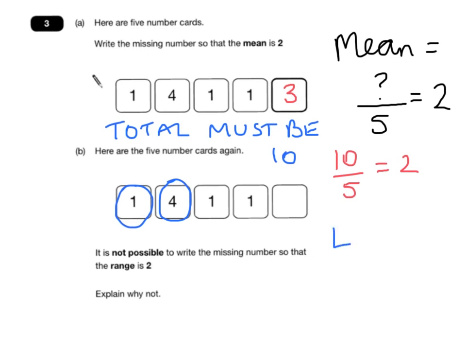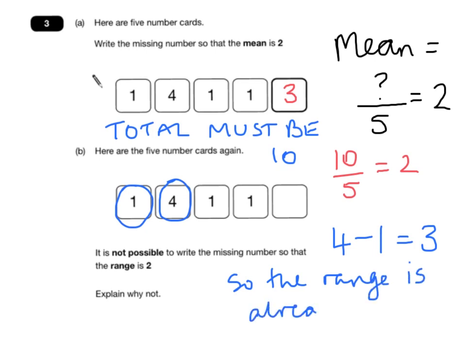Now the range question, B, the range is the largest number minus the smallest number. Well, if the largest number already is 4, and the others are all 1, the range is already 3. 4 minus 1. So no matter what other number you put in that box, you cannot make the range smaller than 3.